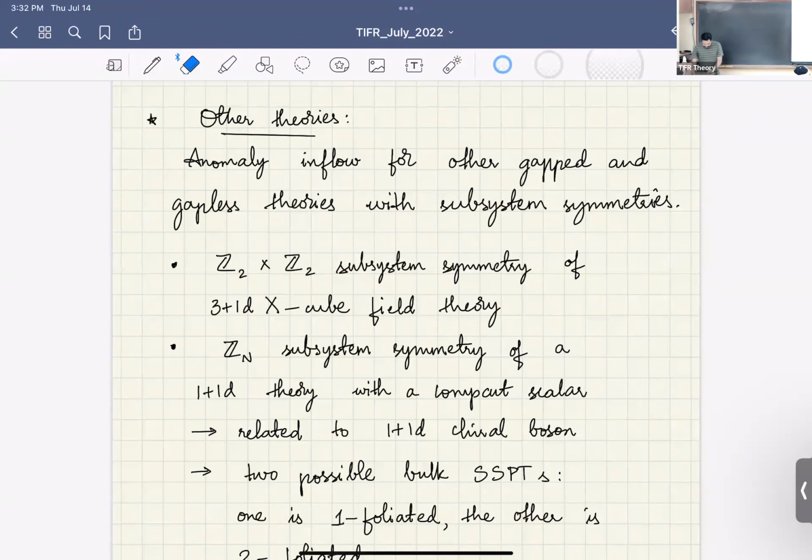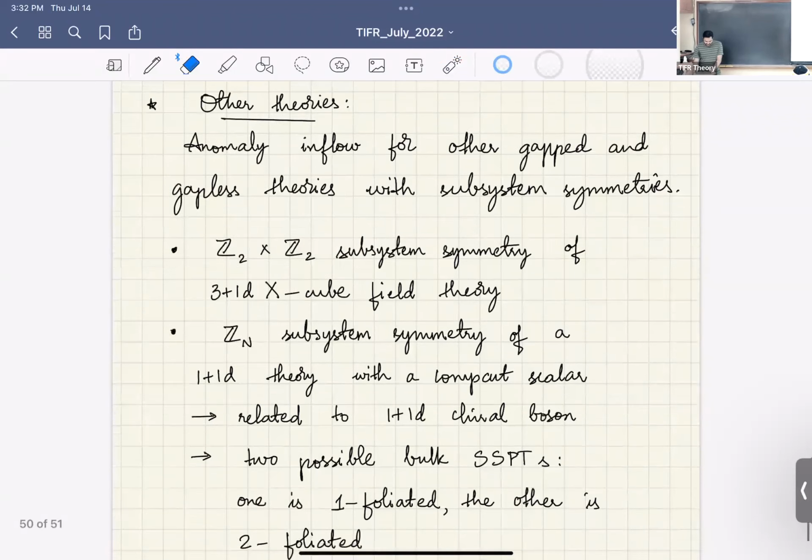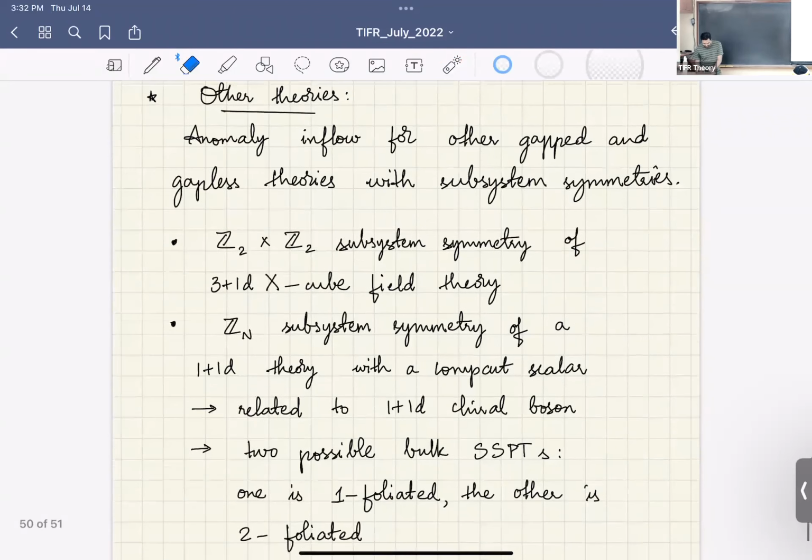Similarly, there is a more interesting example, which is a 1 plus 1 theory based on a compact scalar. It's not the usual compact boson. It has a ZN subsystem symmetry, just a single ZN subsystem symmetry. It's actually very much related to the 1 plus 1 Euclid boson, so something like del x phi. And we have constructed two bulk SSPTs which cancel the anomaly of this theory.